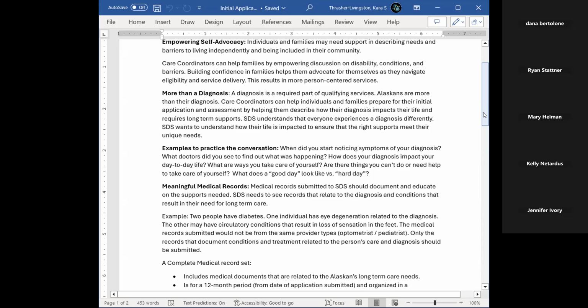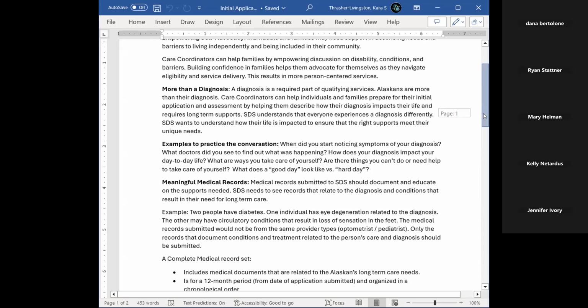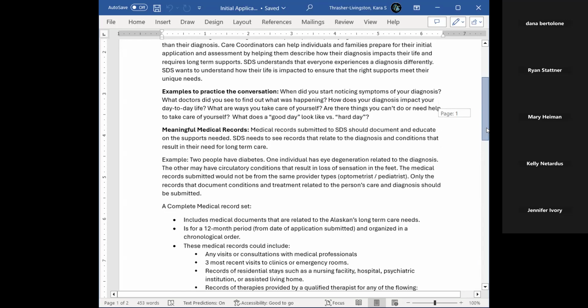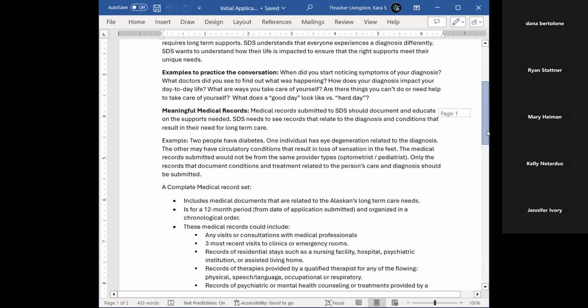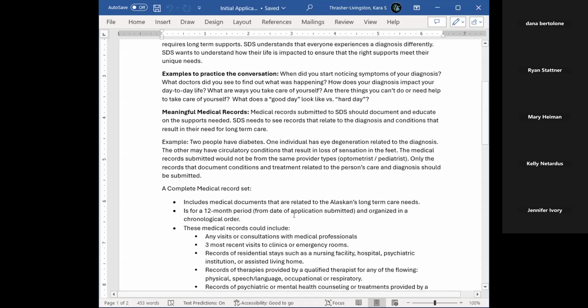So people are not empowered to describe or find information that can help them with their support plan and with their eligibility process. So we're hoping to give you examples, like in the next paragraph, to practice the conversation, such as but not limited to: When did you start noticing symptoms of your diagnosis? What doctors did you see to find out about this? What does it mean for your everyday life?